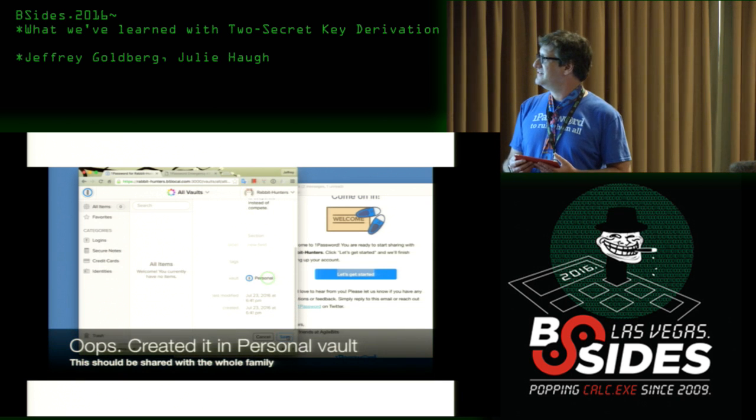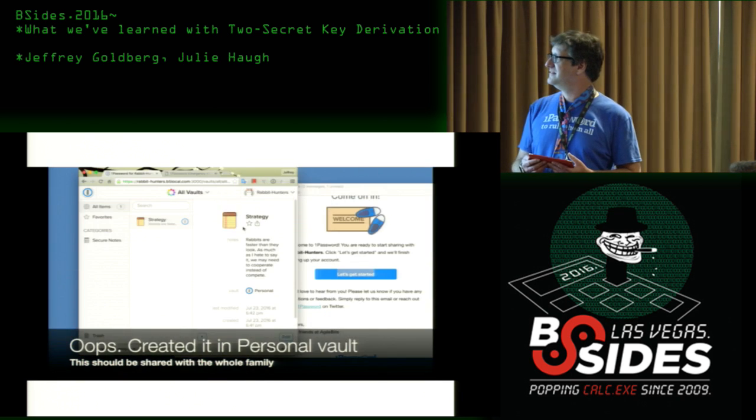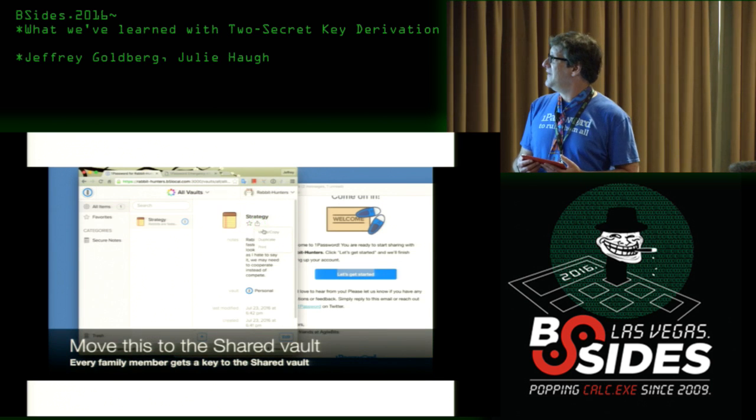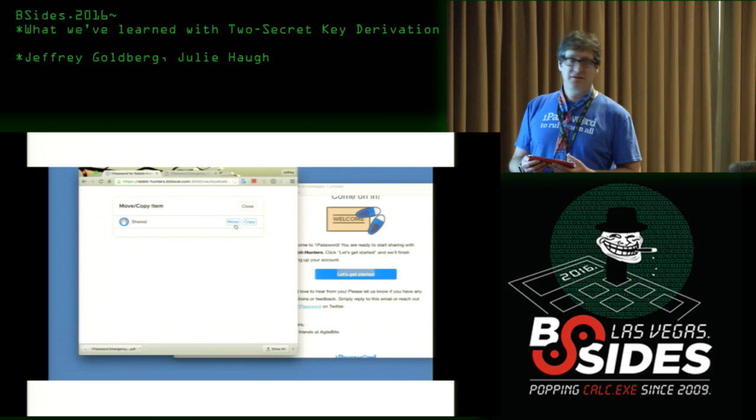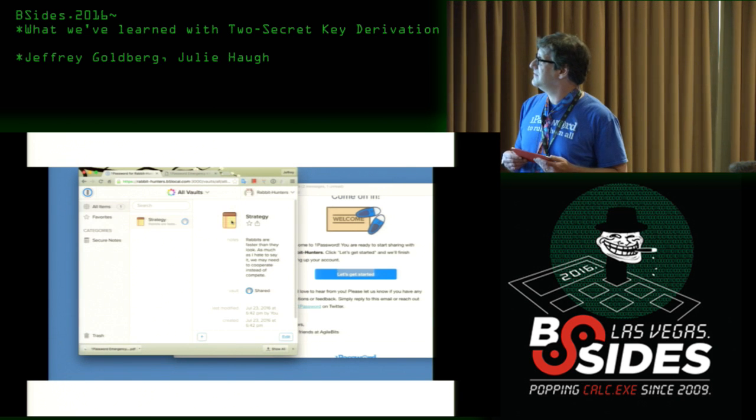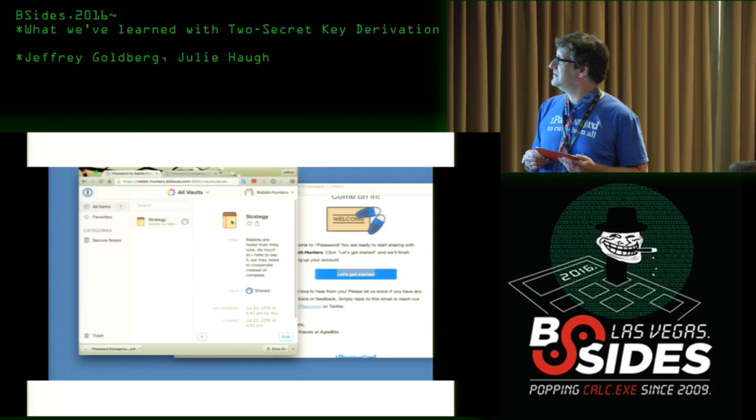Yay, oops, but she saved this to her personal vault. This is something that should be shared with every member of the family. So 1Password has these different vaults with different properties. So she's now put that into the shared vault.